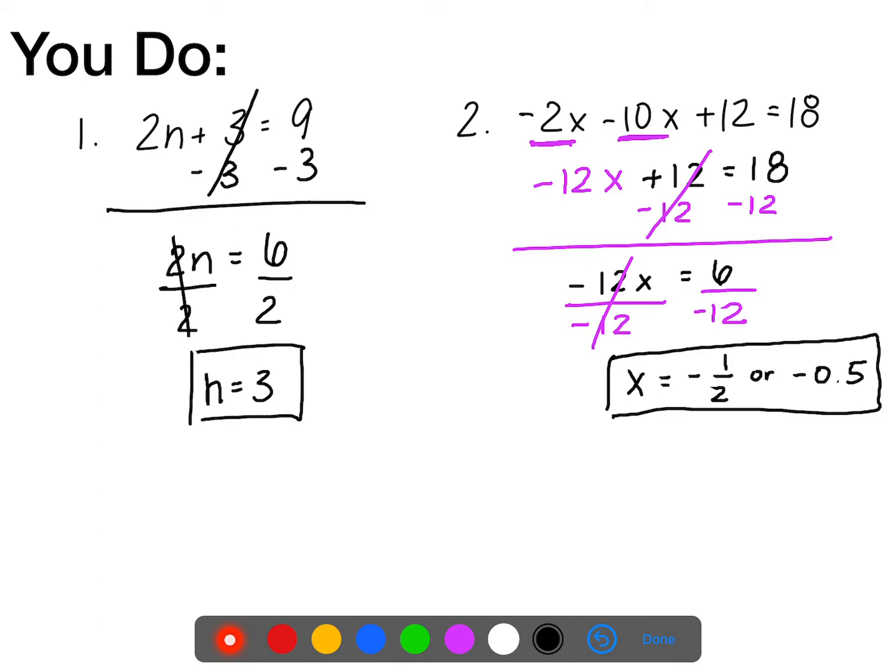All right, let's see if this is challenging. I don't think it's going to be. I think you guys are crushing this.